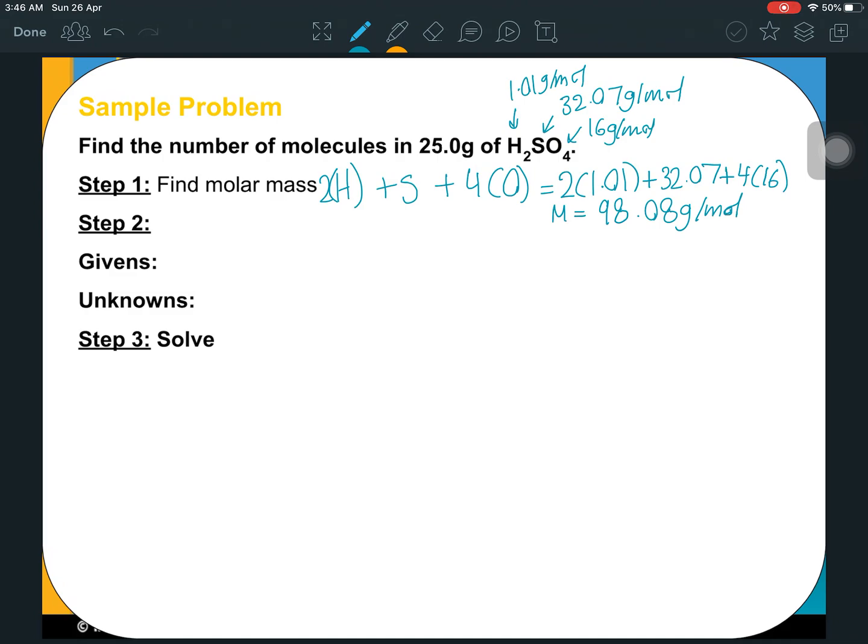Okay? So now, I know my given is 98.08 grams per mole. I can see that they have given me my mass, which is 25 grams, because it says find the number of molecules in 25 grams of H2SO4. They gave me a mass in the question, which means that I know my mass. However, I'm looking for my number of molecules here. So let's see which triangle we can use.